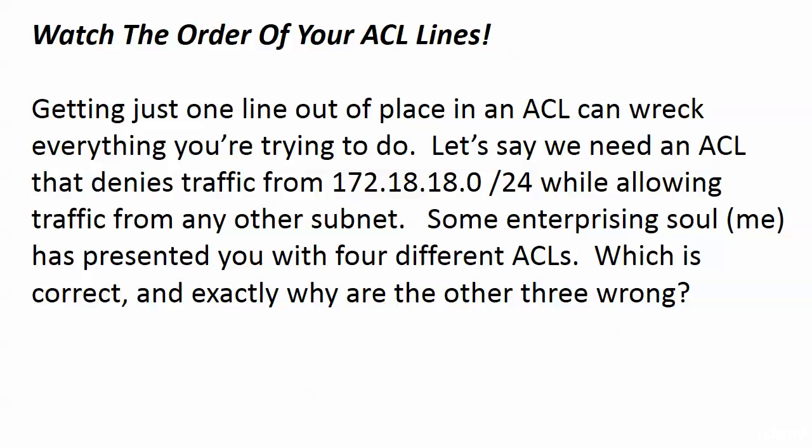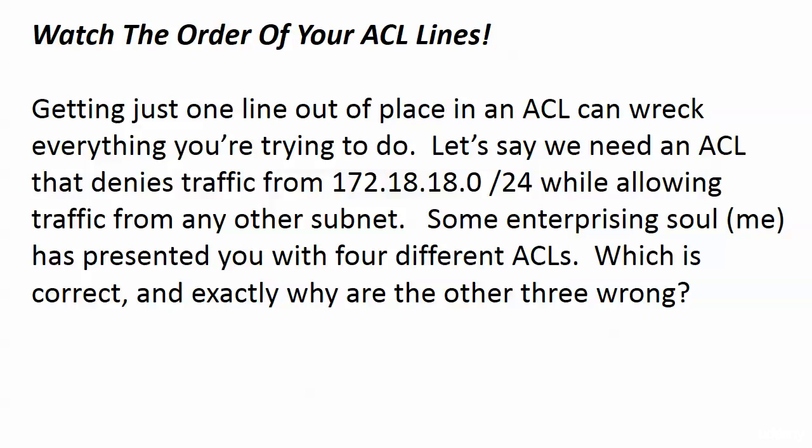Those are sequence numbers, and I have a separate lab set up for you on those because, boy, sequence numbers are a lifesaver. But before we get to that, I want us to spend a minute or two here talking about watching the order of the ACL lines, because just getting one line out of place wrecks everything. And if you have an ACL, let's say, you want it to deny traffic from 172.18.18.0/24 while allowing traffic from any other subnet, that's going to be one or two lines, right? I mean, if you remember the implicit deny, literally it's going to be a two-line ACL.